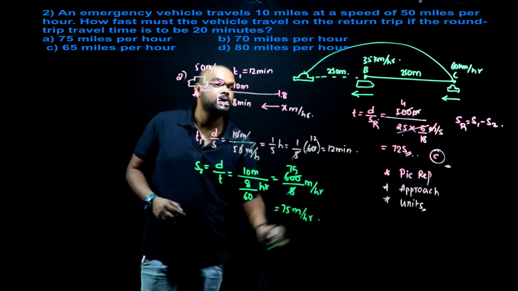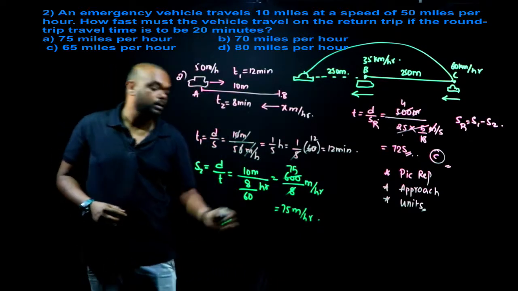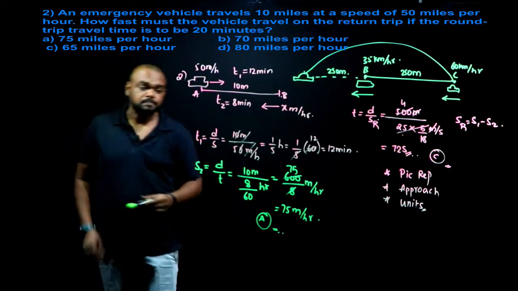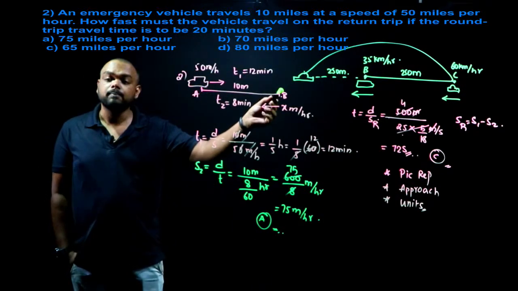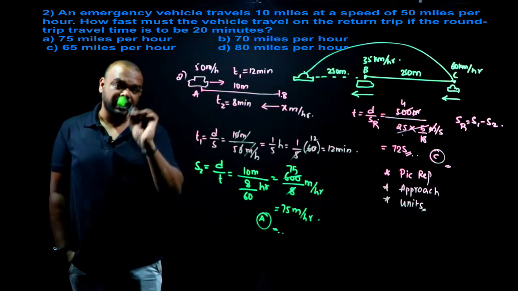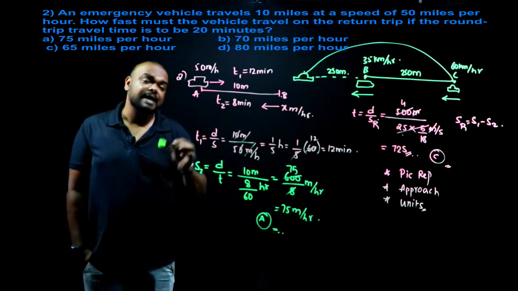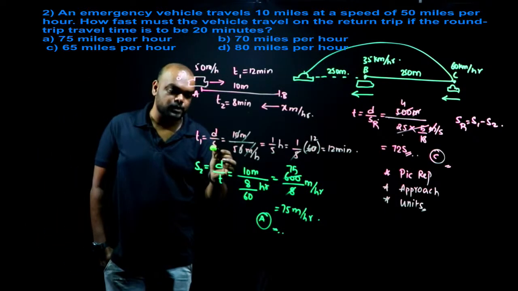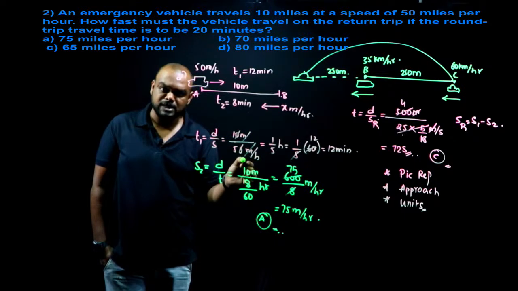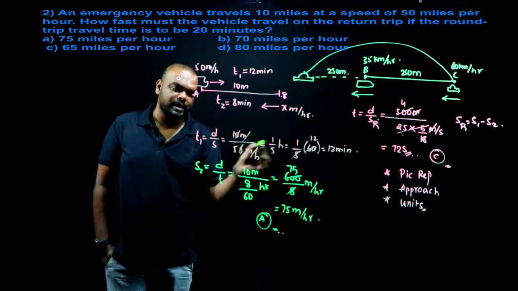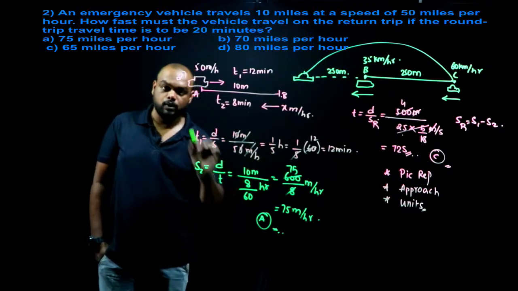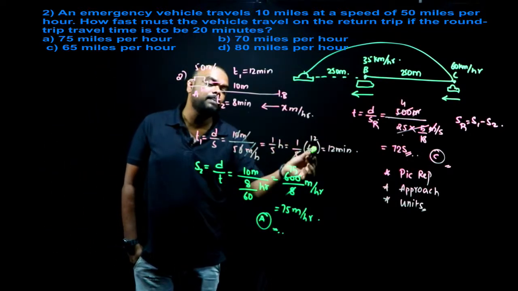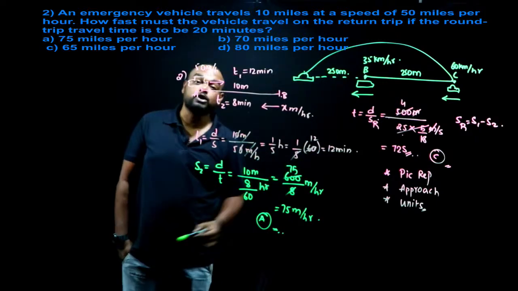Do we have the option? 75 miles per hour? Option number A. That must be my answer. I am repeating this one more time. Originally A to B, 10 miles distance is there. Speed is 50 miles per hour. We can calculate time because distance and speed are there. Time is distance by speed: 10 miles divided by 50 miles per hour. Miles cancel, 0 cancels, 1 by 5 hours. To convert it into minutes, I multiply with 60. 1 by 5 into 60 makes it 12 minutes.